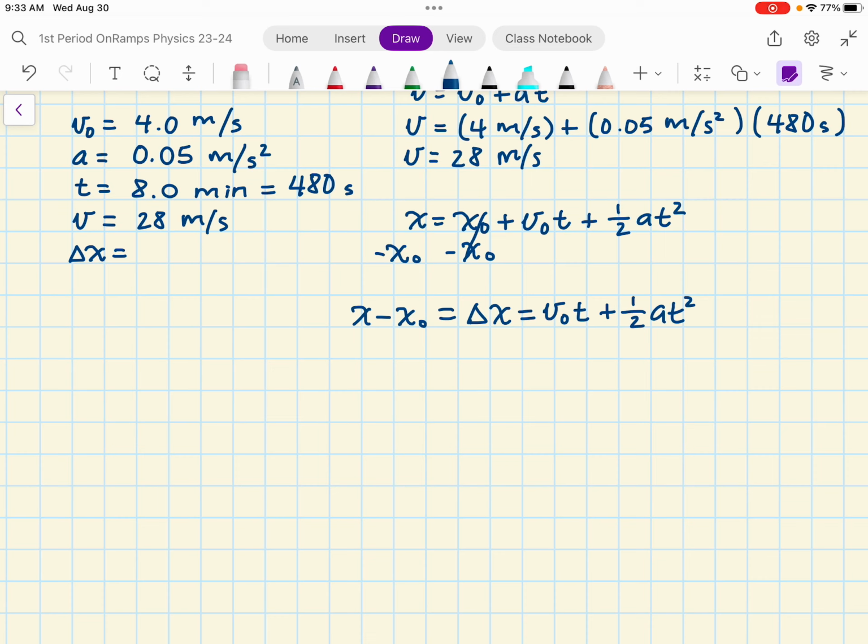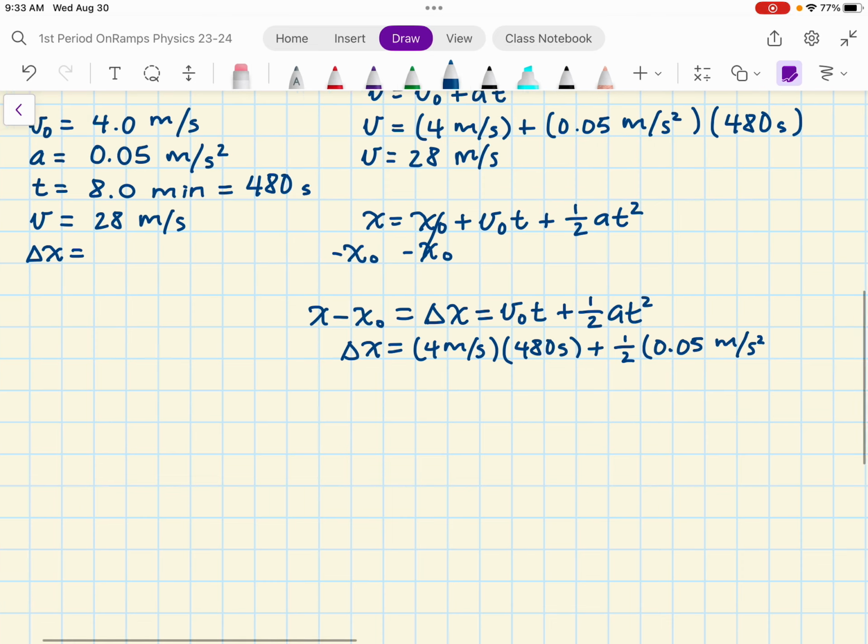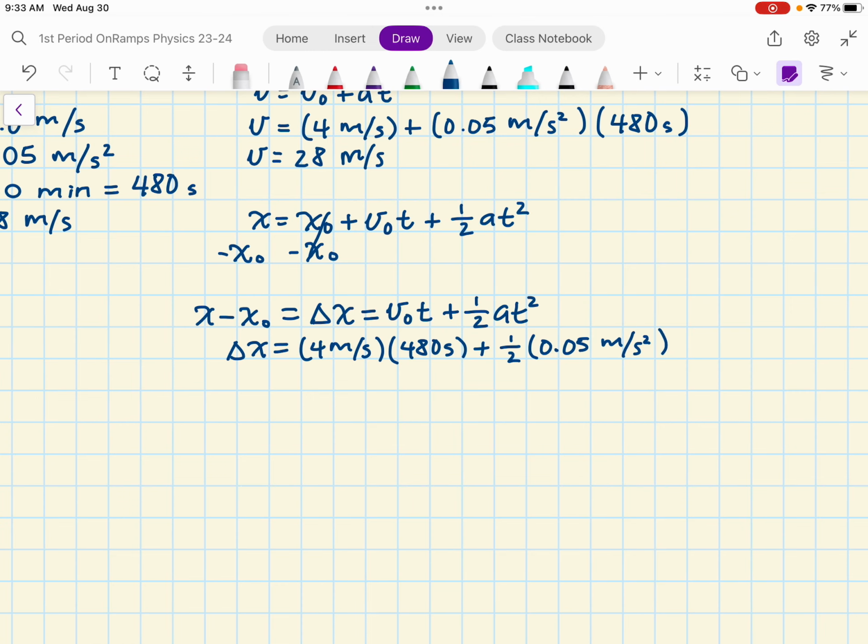So we have delta x is equal to initial velocity, that is 4 meters per second, multiplied by the time, that is 480 seconds, plus 1/2 acceleration, 0.05 meters per second squared, multiplied by the time squared.